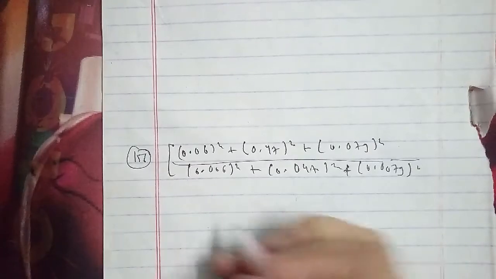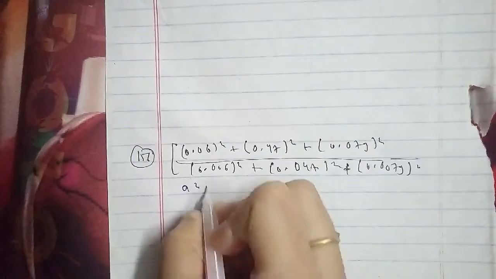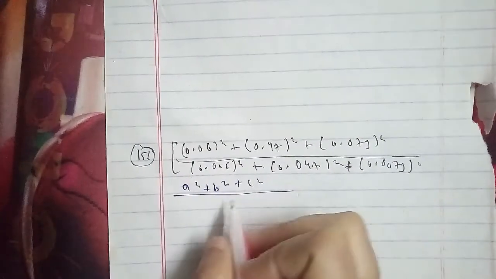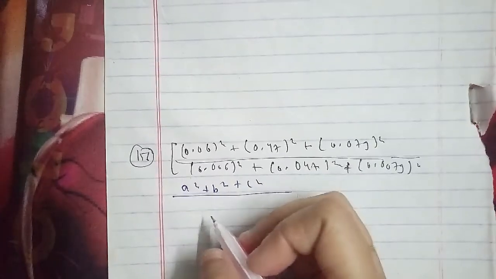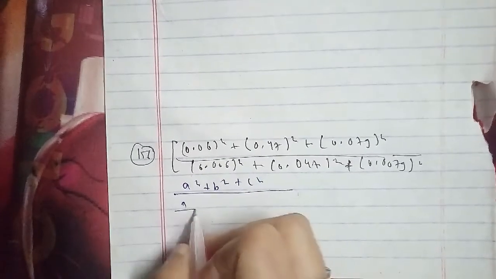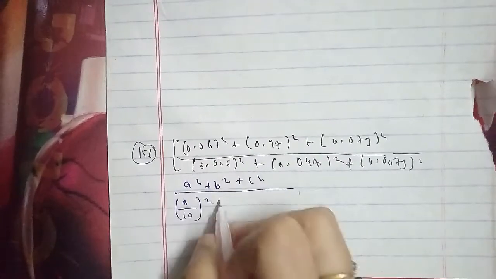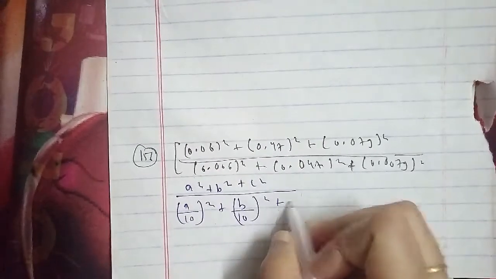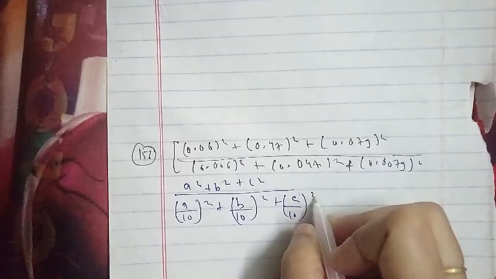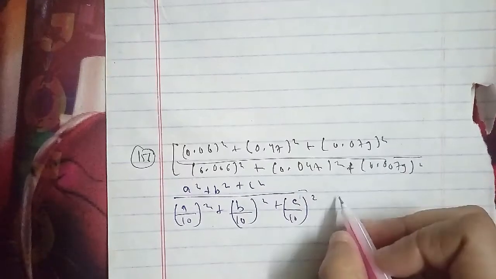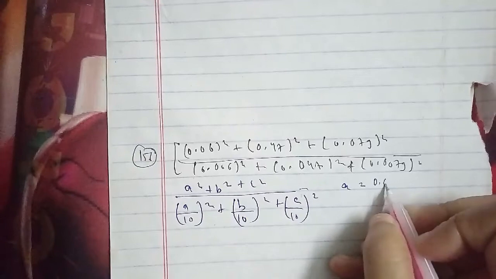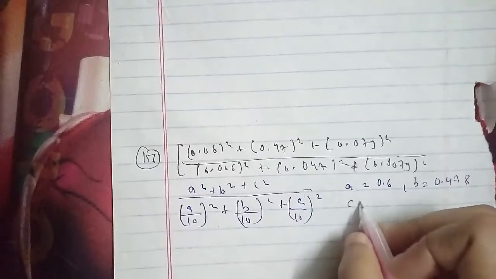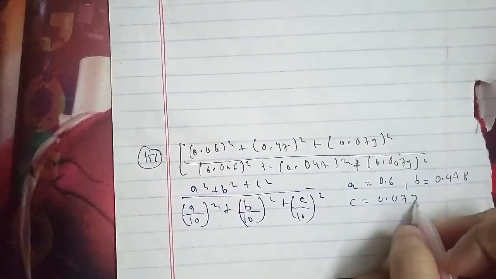So in the same cases, the formula we have is a square plus b square plus c square upon, which is in the form of (a by 10) square plus (b by 10) square plus (c by 10) square, where a equals 0.6, b equals 0.47 and c equals 0.079.